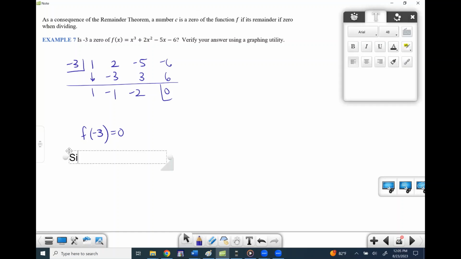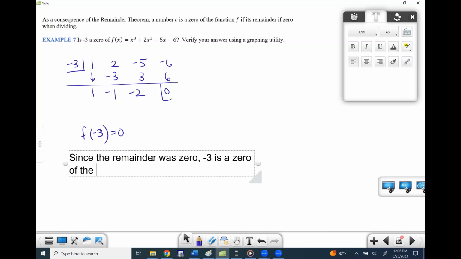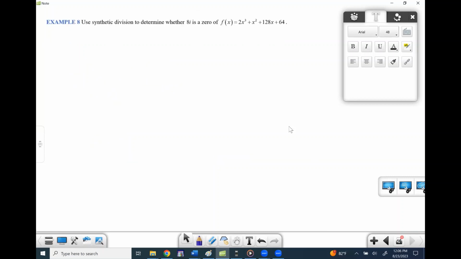So since the remainder was 0, let's make this a little bigger. Since the remainder was 0, -3 is a 0 of f, we'll just say. Nice and easy compared to that square root one, right? All right, number 8. Use synthetic division to determine whether or not 8i is a 0.